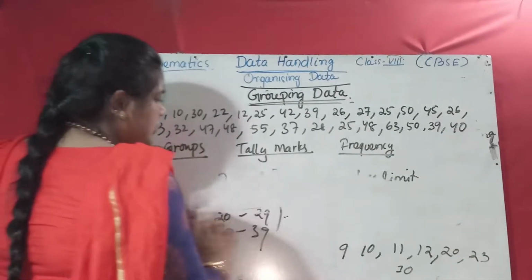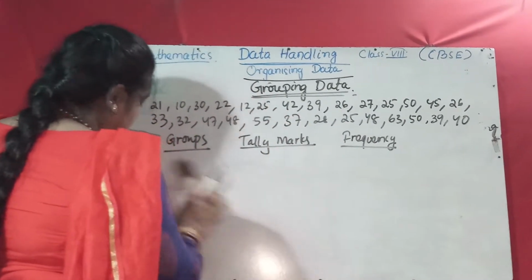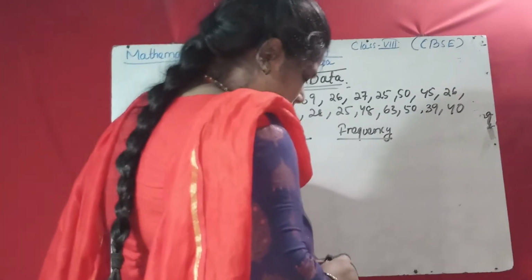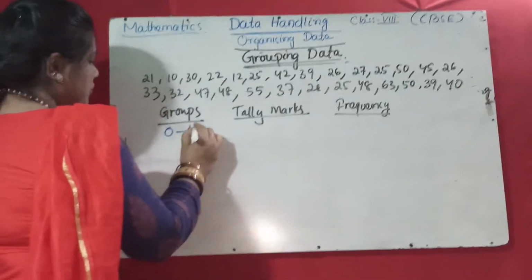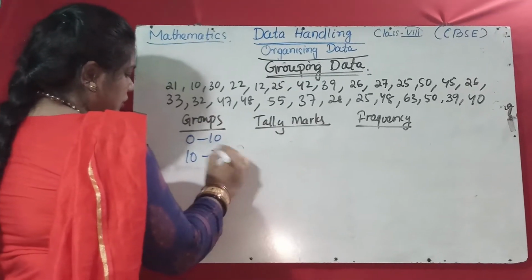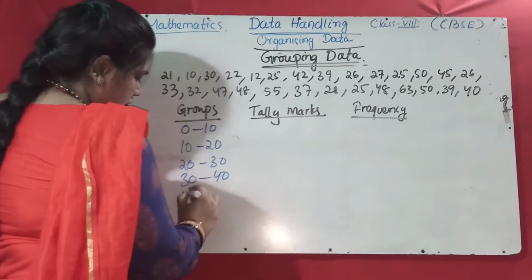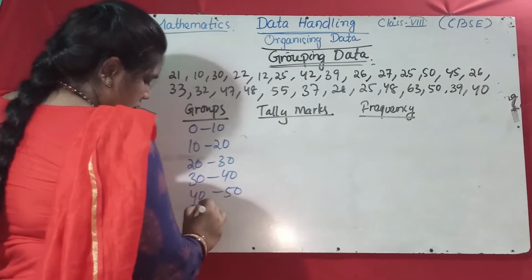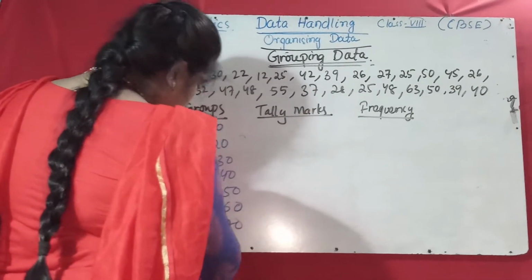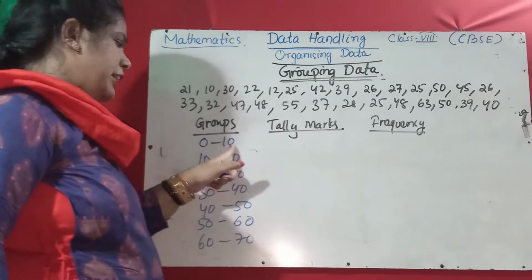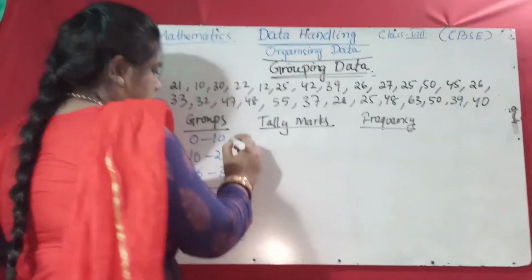Okay, so now we solve the given question. So here you will make the grouping of 10 numbers. Okay, so we will write, suppose 0 to 10, again 10 to 20, 20 to 30, 30 to 40, 40 to 50, 50 to 60, okay, 60 to 70. So in this group 10 will not come, in this group 20 will not come, here 30 will not come, like this we make.